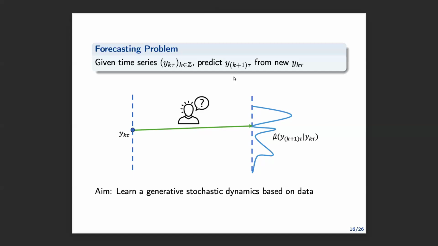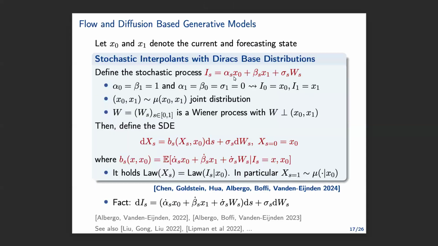So here is the extreme case where you want to build a generative model which accepts y_k tau as the input and then outputs the conditional distribution conditioned on y_k tau. That will be the ensemble forecast you expect at the end. So how do we deal with this problem? As we know, if we want to do generative modeling from Gaussian to target, there are diffusion models, score-based diffusion models. And there has been some recent development using the whole class of flow and diffusion-based generative models to achieve this task.